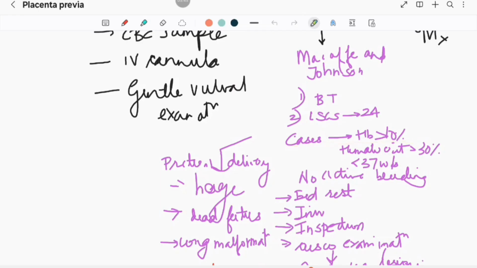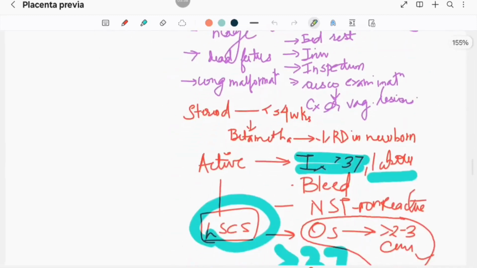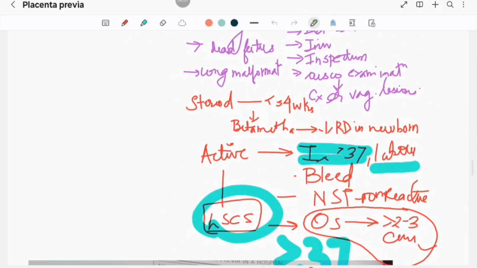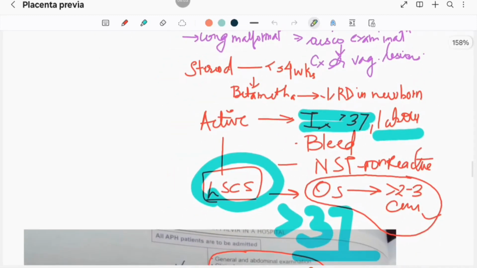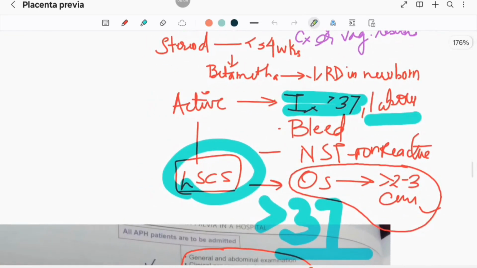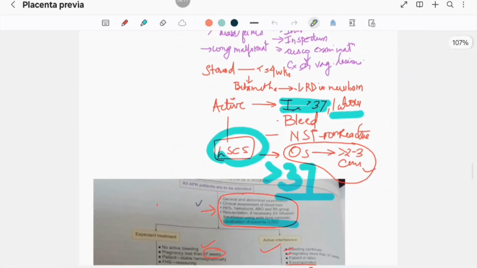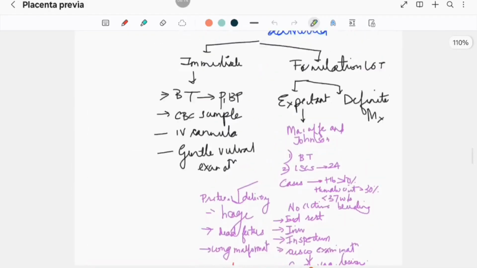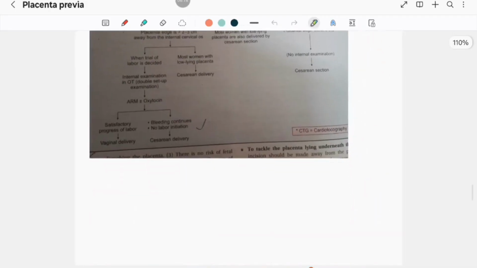Then in such cases, hemoglobin should be more than 10 percent and hematocrit more than 30 percent, and the patient should be less than 37 weeks with no active bleeding. Bed rest, inspection, and Cusco's examination should be done for any vaginal or cervical lesions. Steroids if less than 34 weeks: betamethasone decreases respiratory distress in the newborn. And as we saw, active management and then expectant management. So thank you very much.